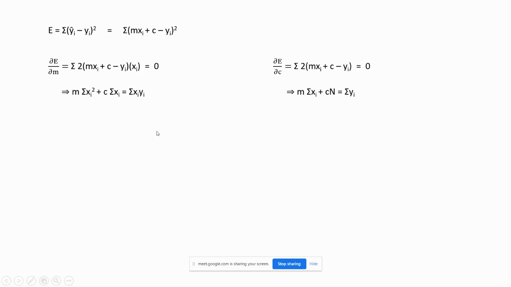So for any system of equations, I hope you're aware of system of equations, right? For any given number of unknowns, how many equations do you have? For example, if you have, say, n variables to find, how many equations do you need to solve it?